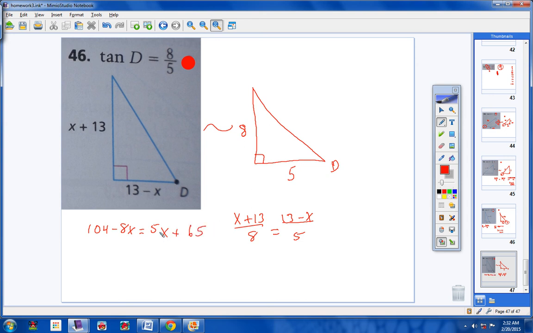Alright, now, let's get the x's on one side. I'm going to bring the negative 8x over, make it a positive 8x. Get the constant terms on the other side, bring your 65 over, make it a negative 65. And you're left with 5 plus 8 is 13x, and 104 minus 65 would give you 39. Then divide both sides by 13, and 3 equals x. Pretty tough, long assignment, but really good practice problems.